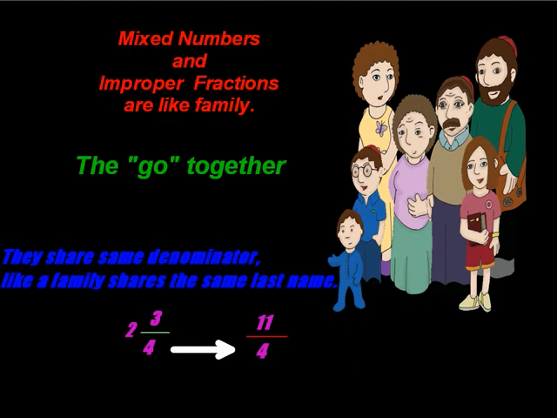Now, mixed numbers and improper fractions, they're a big family. They go together. They share the same denominator, just like a family shares their same last name. So when you're going to be converting between this mixed number to this improper fraction, and back from the improper over to the mixed number, you'll notice that you always keep the same denominator, unless you're simplifying your mixed number even more.